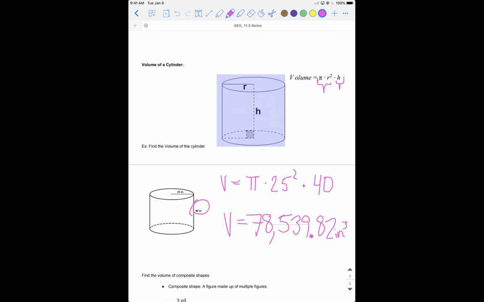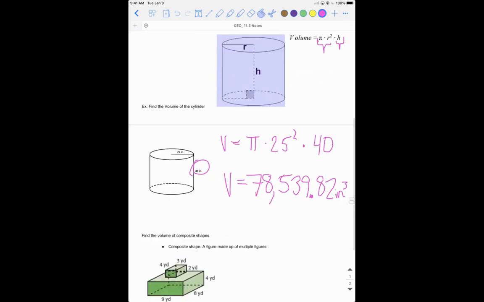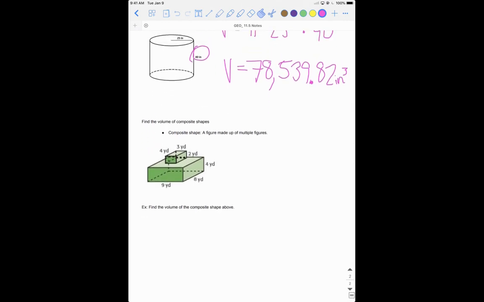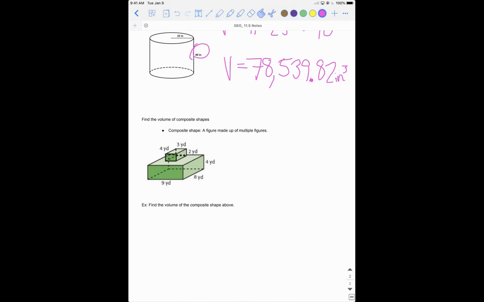So that's the two main shapes we're going to deal with when we talk about volume for right now. We'll get into more in the coming weeks. So let's take it up a notch. So lastly, we're going to talk about the area of composite shapes. Okay, and so a composite shape is a figure or shape made up of multiple shapes, right?